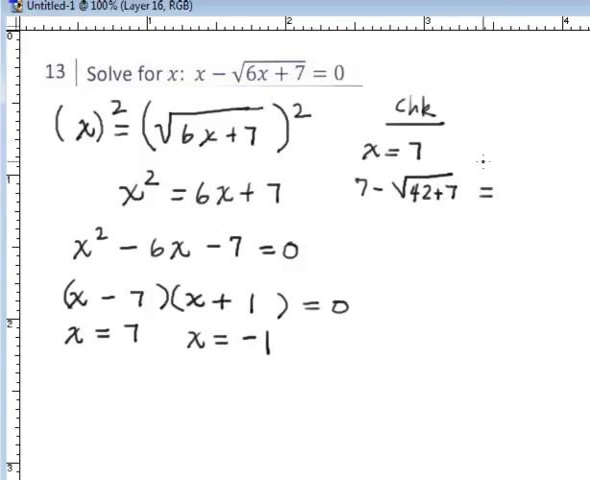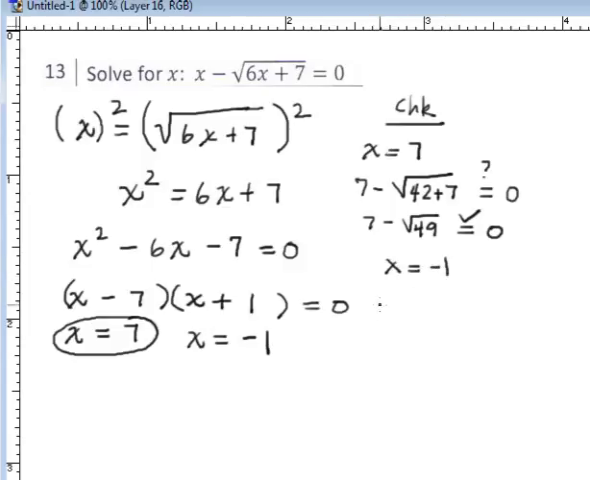And is that equal to 0? Okay, that's 7 minus the square root of 49, and that is equal to 0. All right, so x equals 7 is a valid solution. Let's check x equals minus 1.